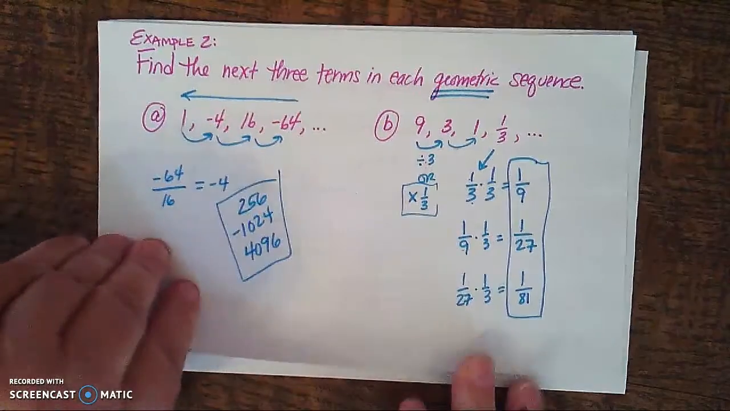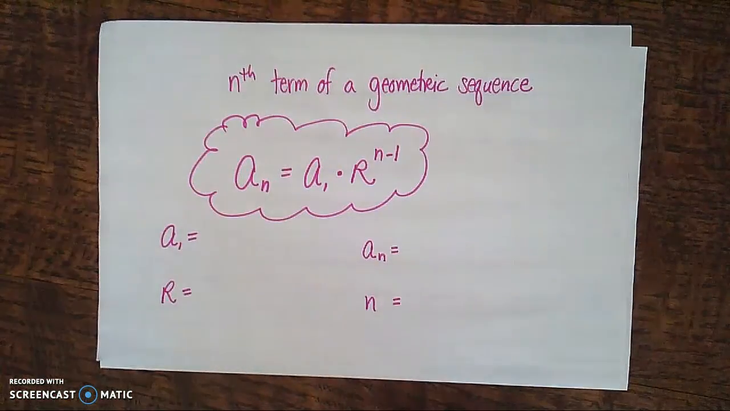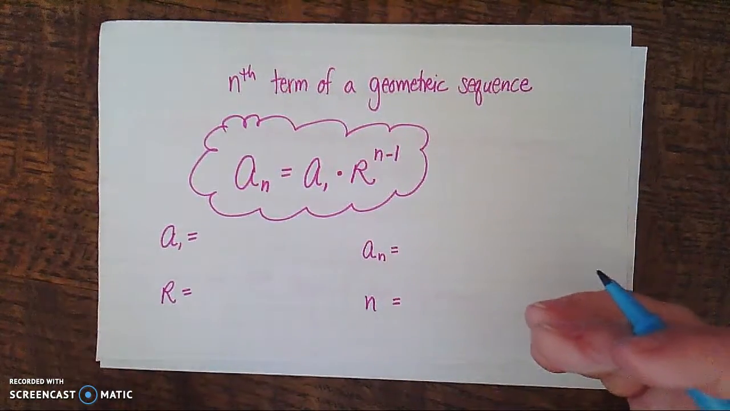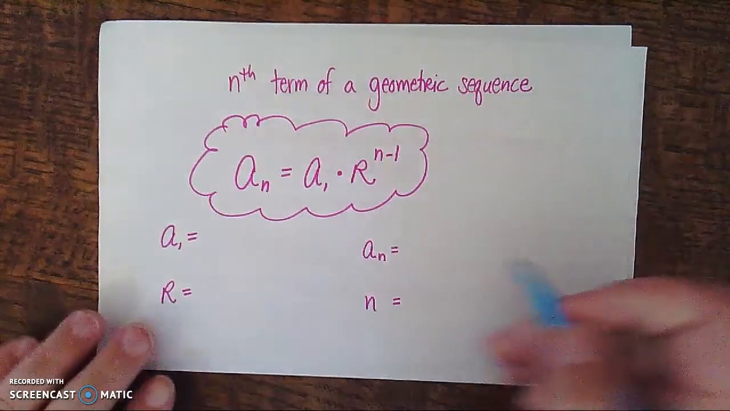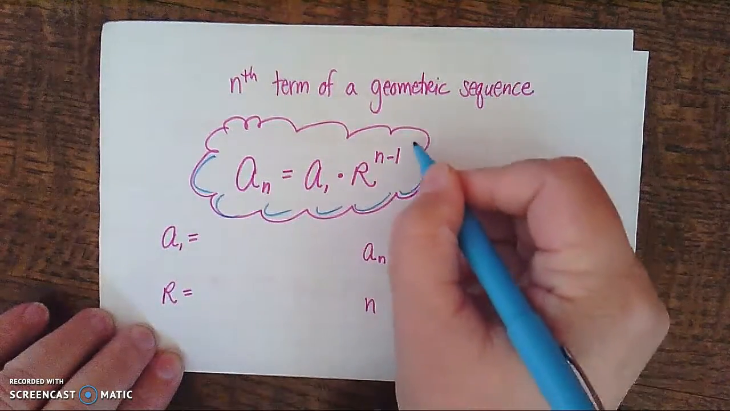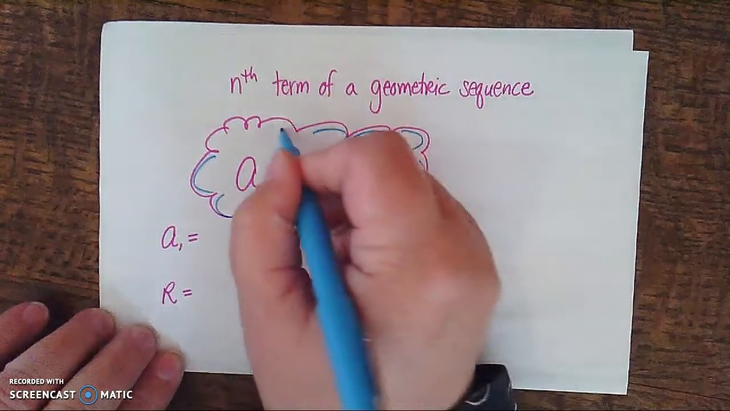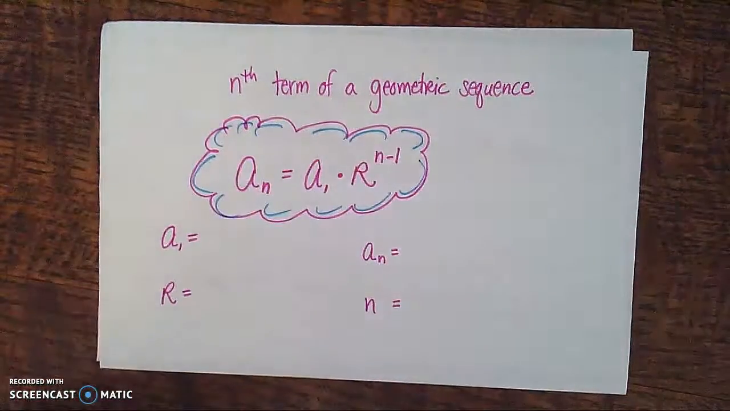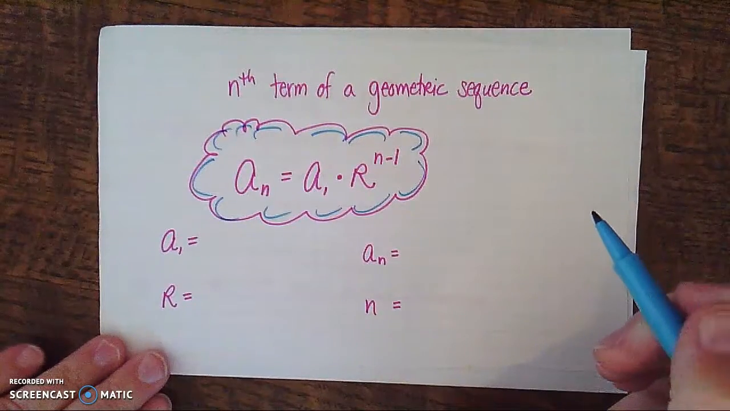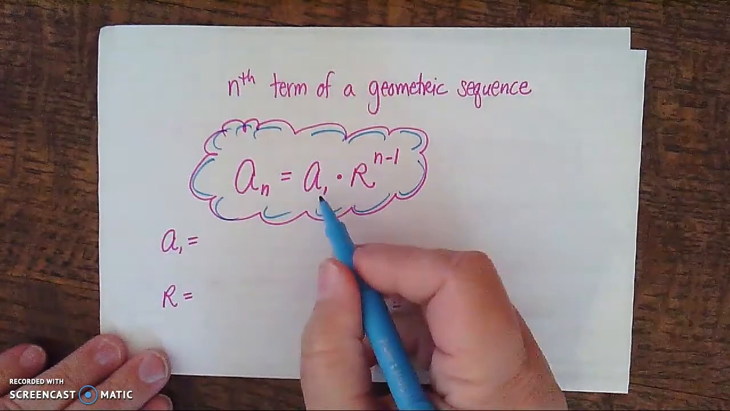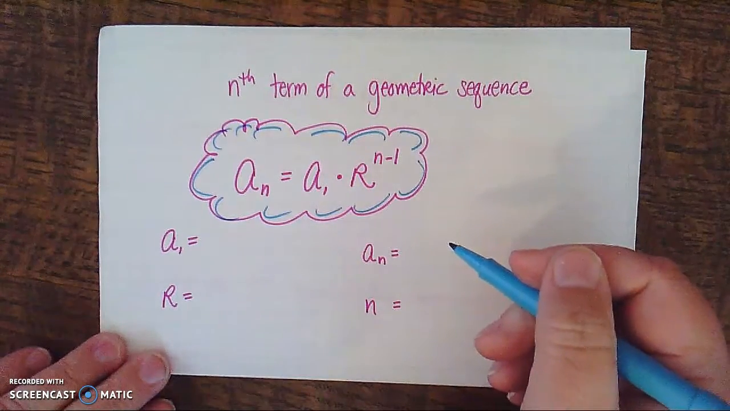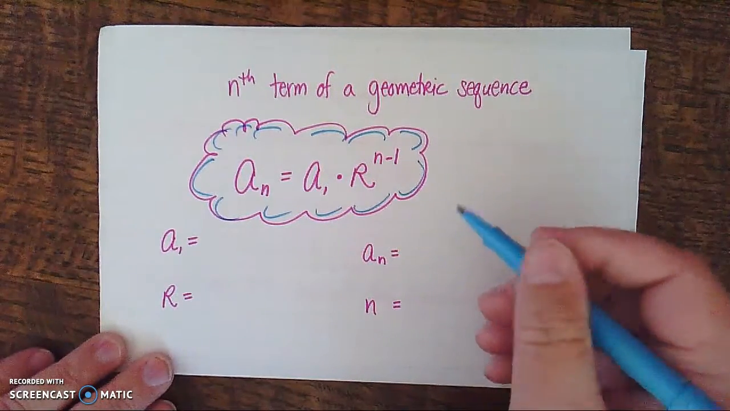Fantastic. I've got one more type of example, but before that, you need this magical formula. I know, it looks pretty complex, but it is somewhat math-magical. I just made up that word. You'll probably want to put this at the top of your homework. A sub n equals a sub 1 times r to the n minus 1. What? I know. Let's go through it step by step.